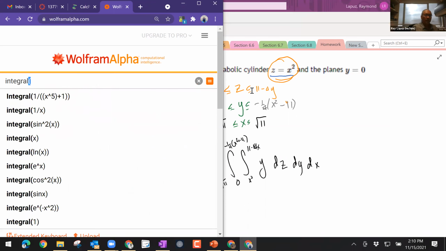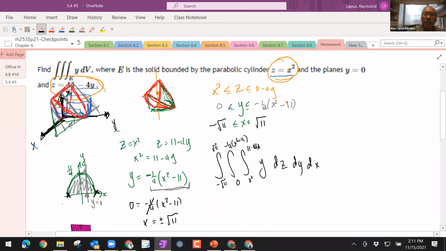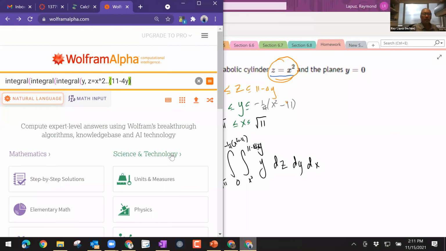We're going to do 3 integrals. And the integrand itself is quite simple. It's just y. And then this is where it gets a little bit complicated. Our z values are going to go from x squared to, and I'll put this in parentheses, although I don't think you need to, just to be safe, the function 11 minus 4y. This should be 11 minus 4y. Let's make that into a y. And that's going to be the inner integral.